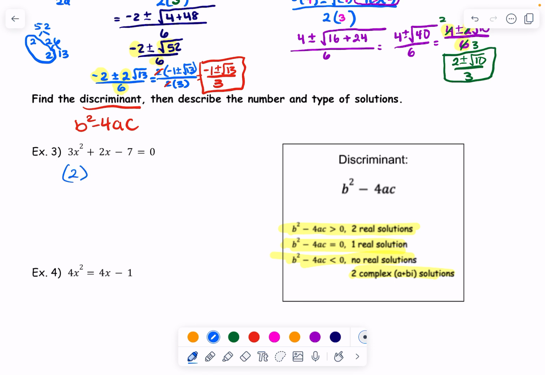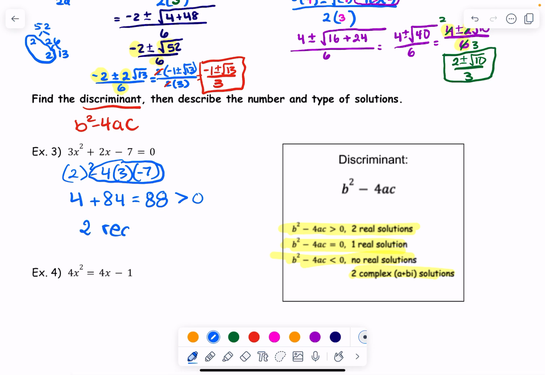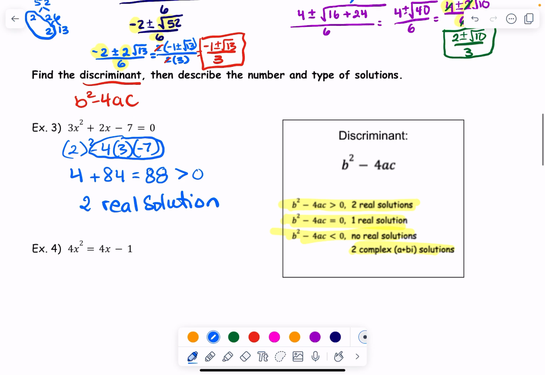So that's 2 squared minus 4 times a times c. So 4, and remember this is all together. So 4 times 21 is going to be 84. So we're going to have 4 plus 84, which is 88. Well, 88 is definitely greater than 0, right? So we know we're going to have 2 real solutions. So this is the number of solutions and the type of solution.